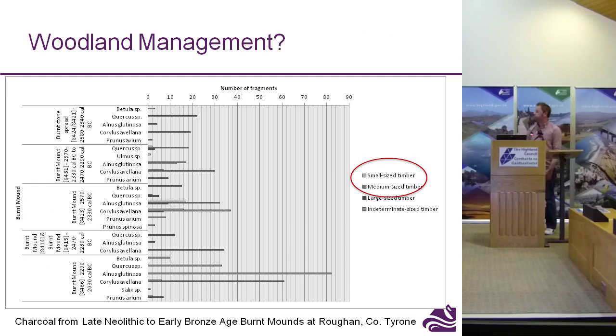It can also help with woodland management. So again, this is from a burnt mound site, of which there's plenty of burnt mound sites, as we saw yesterday on that map. So there's potential to do this here as well. And again, this is just breaking down different burnt mounds into their woodland assemblages, but most of it is small size, medium sized timber. In the pollen records at this site, we don't get a massive decrease in woodland when all these burnt mounds are in use. So it suggests that people were managing the trees themselves to keep that resource going.